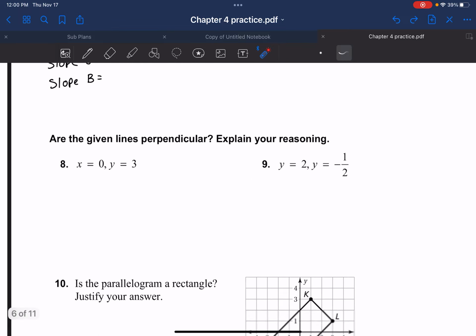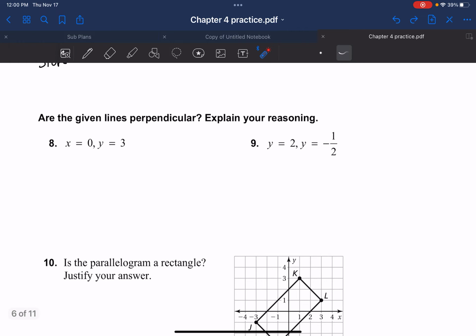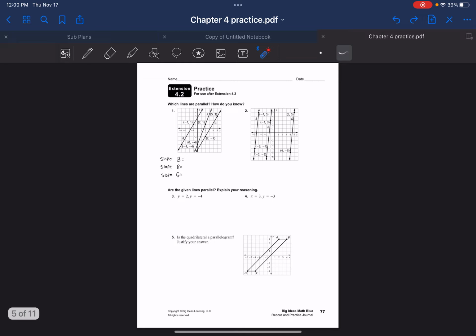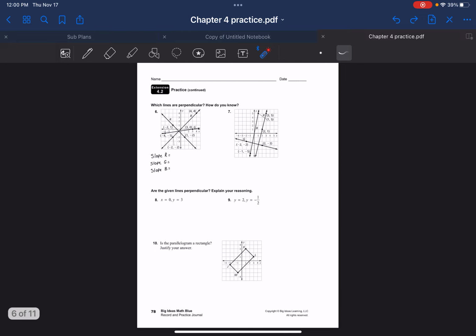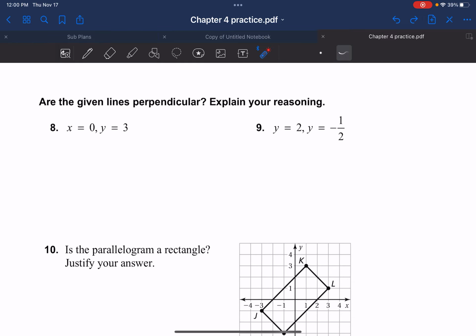Okay. 8 and 9. Are the given lines perpendicular? Explain your reasoning. This looks very similar to 3 and 4, except for instead of parallel, I want perpendicular. I would just go ahead and make a little graph that shows x equals 0, y equals 3. Give me a little graph that shows y equals 2, y equals -1/2. And then see if they have the same slopes. Or sorry, not the same slopes. We want the opposite slopes and reciprocated, okay?